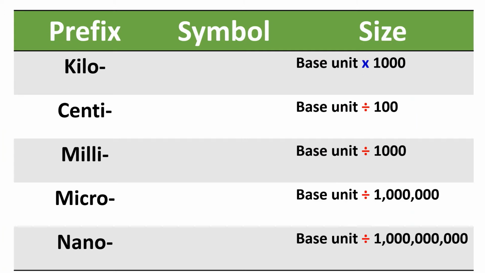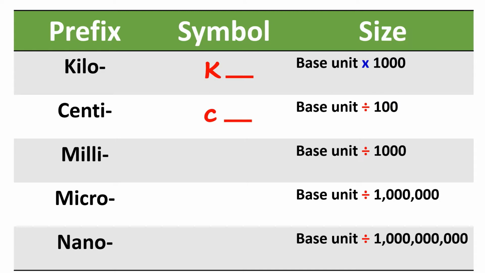Metric prefixes are used with the base unit to represent larger or smaller units. Kilo is a prefix 1,000 times greater than the base unit. The symbol is K. Prefixes cannot stand alone, so the K will be followed by a second letter representing the base unit, either meters, liters, grams, or seconds.